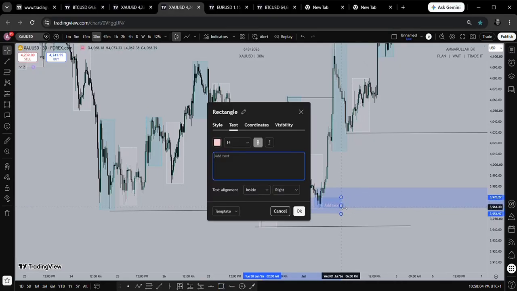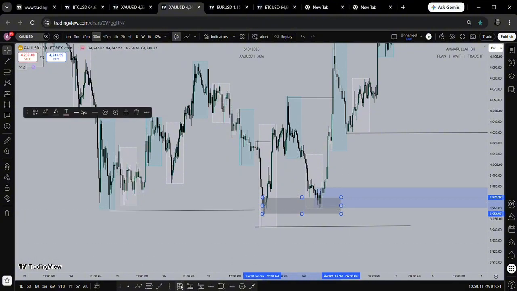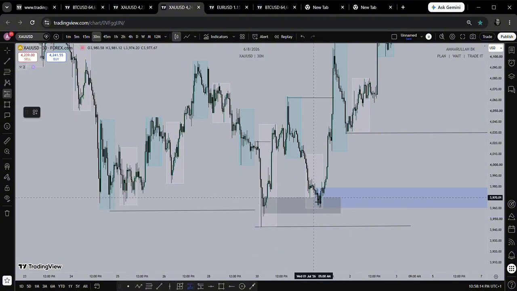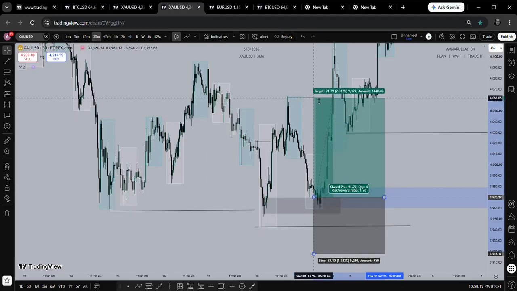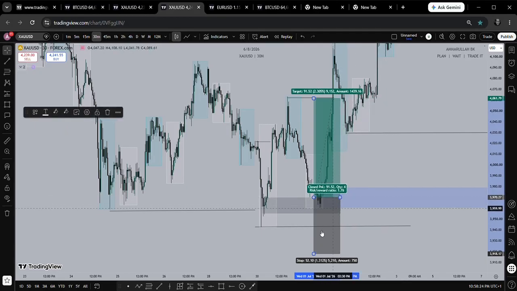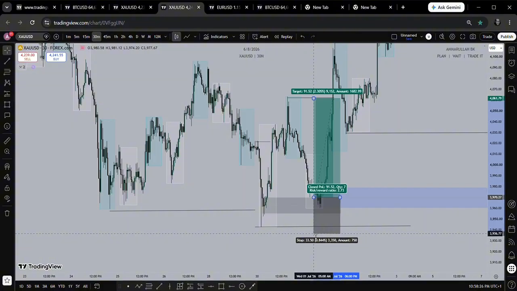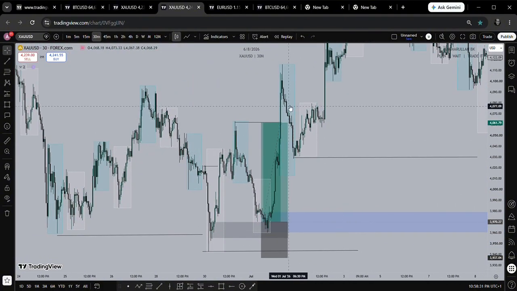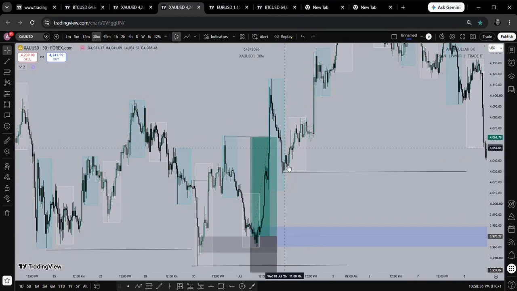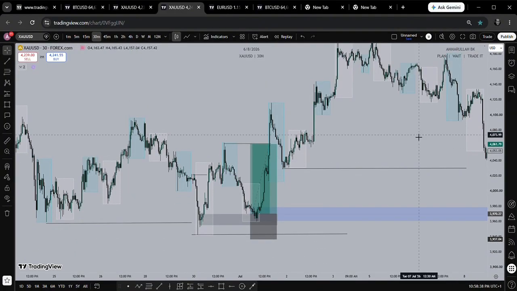That is where the first entry has been executed. And where will be the target? The target will be the next structural area, that is this high. And then after taking profit, the market breaks structure, first retracement is an inducement. You should always remember that.